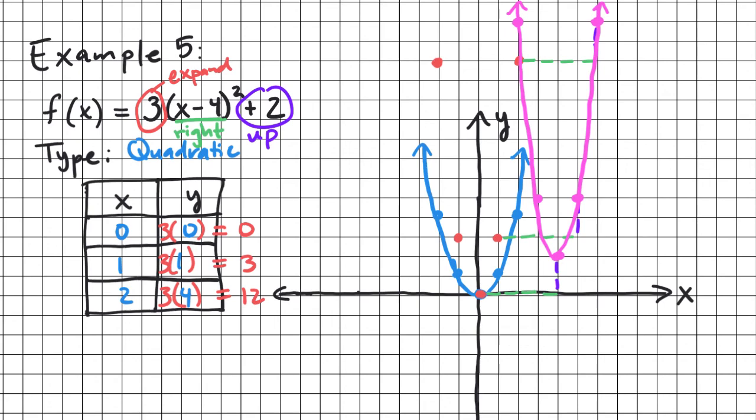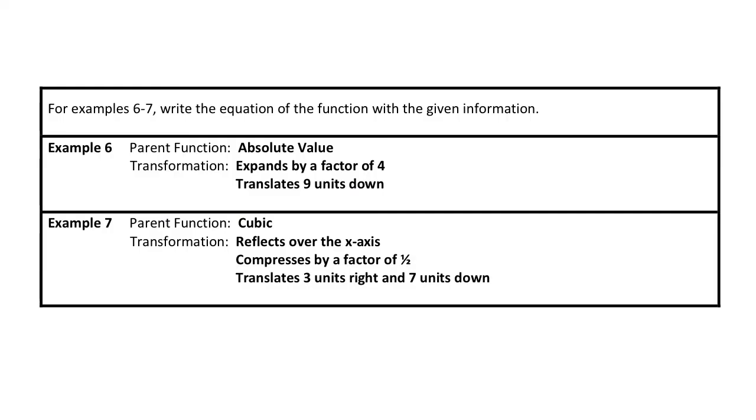All right. Let's go to example 6. Example 6 and 7. These are like what we did, I think, on the second set of notes, where we have to write an equation given the following information, right? The parent function and the transformation. So let's do that.